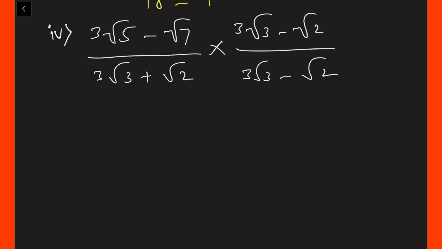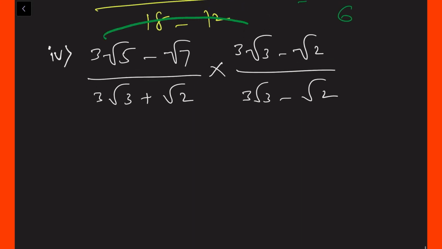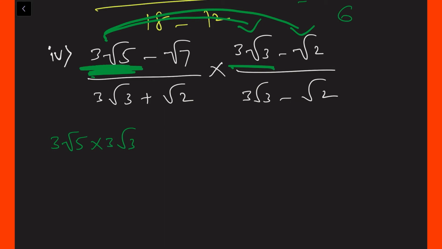Now in the numerator, if you observe, first number we need to multiply with first number, then first number with second number. First number here is positive, here also positive, so plus only will come. 3 root 5 into 3 root 3. First into first completed. Now first into second. Here the first one is positive whereas the second one is negative. So plus into minus, minus 3 root 5 into root 2. First one, second one completed.